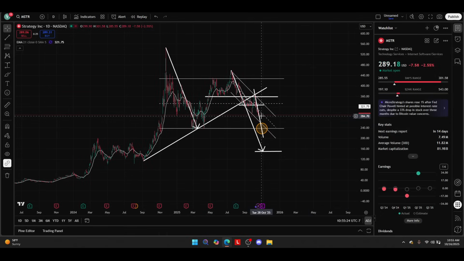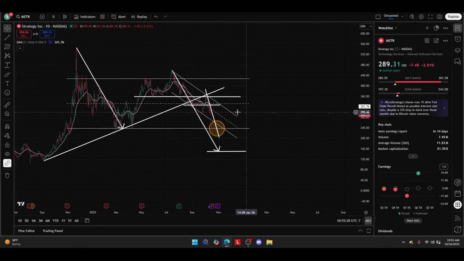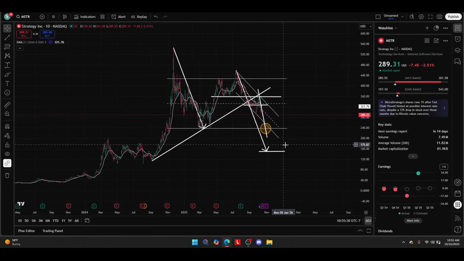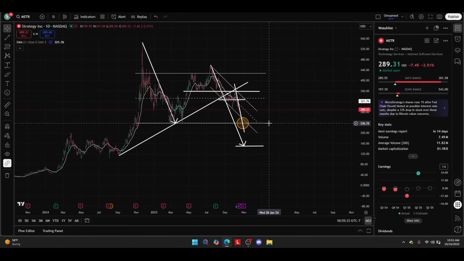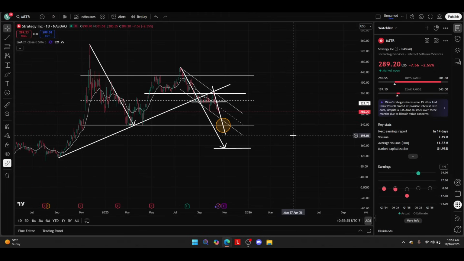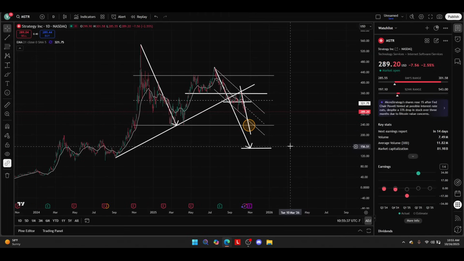Bulls are not willing to pay for this price right now for this stock, and that's what the chart is telling me. It's telling me they're probably willing to pay for it at lower prices, but as of right now, the aggressive buyers are kind of stepping out of the stock.